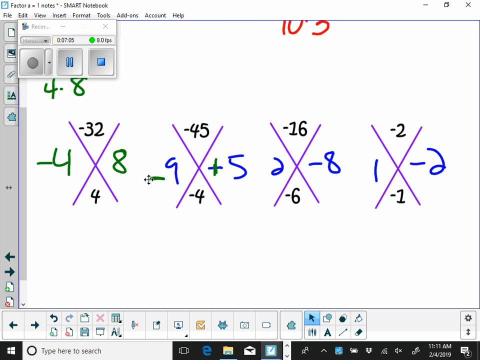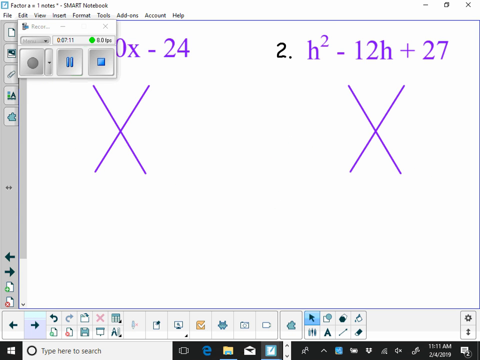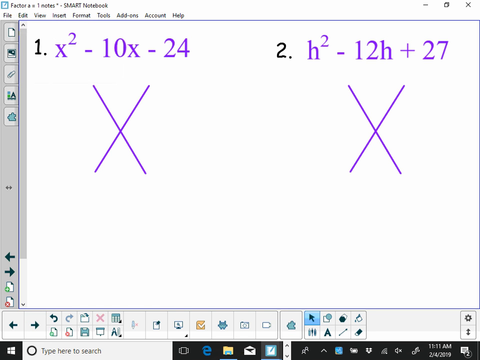Okay, but here's my point. On your EOC, you're not going to see all these X's drawn. What you're going to see is just the problem itself. I still drew your X for these next couple of problems, but you'll just see that problem, x squared minus 10x minus 24. So you have to know to draw your X and then to fill it in. The X is already drawn. Now we're going to learn how to fill it in.